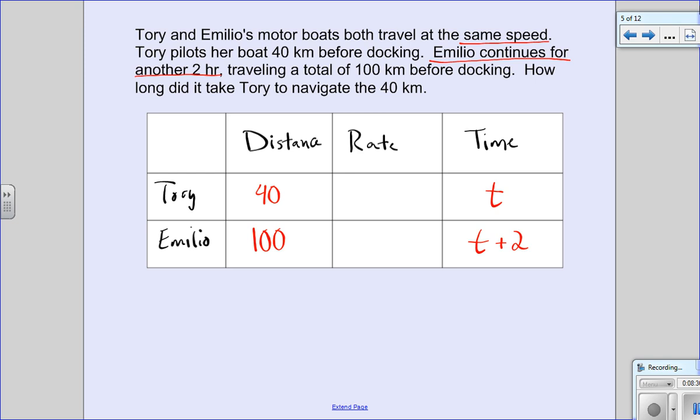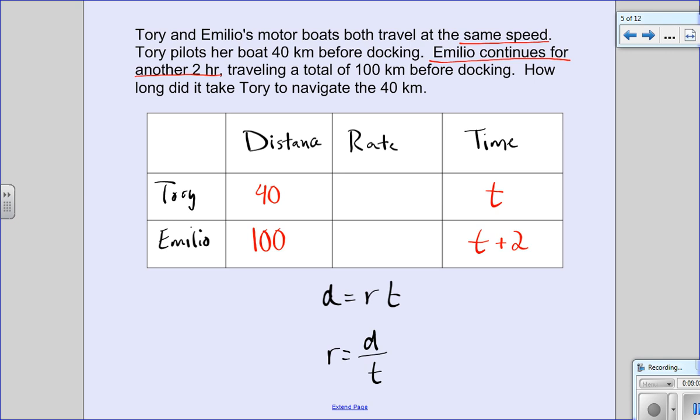So we're going to do a similar idea to this problem like we did for the last one, except this time we have to do it in a little bit different order because now we're trying to fill out what their rates are. So if d equals rt, then the relationship must be that r is equal to d over t. Because if you divide this equation by t, you get d over t.